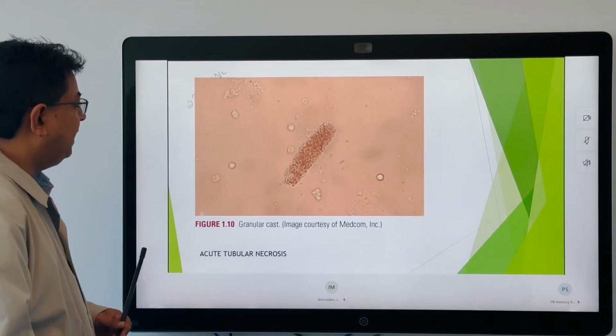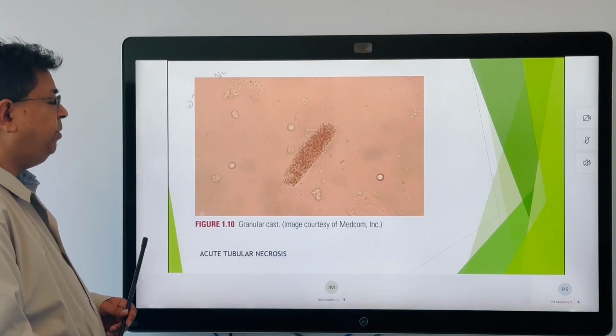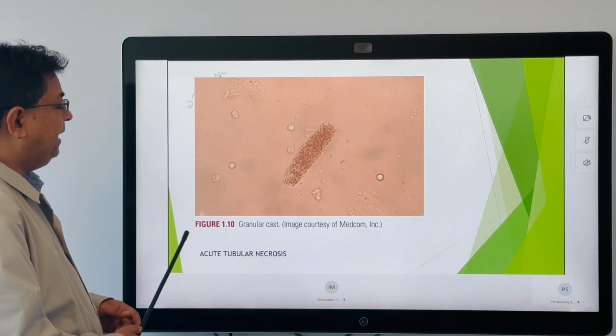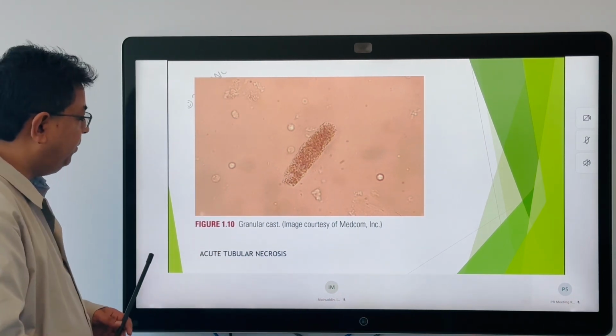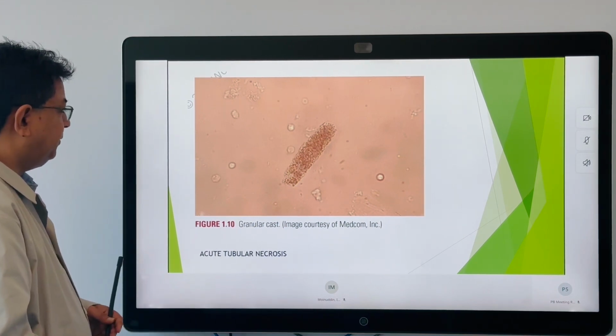This is a granular cast, and this is formed by sloughing of tubular proteins and accumulation of debris in the tubules, and the shape is in the form of a tubule. This is typical of acute tubular necrosis.